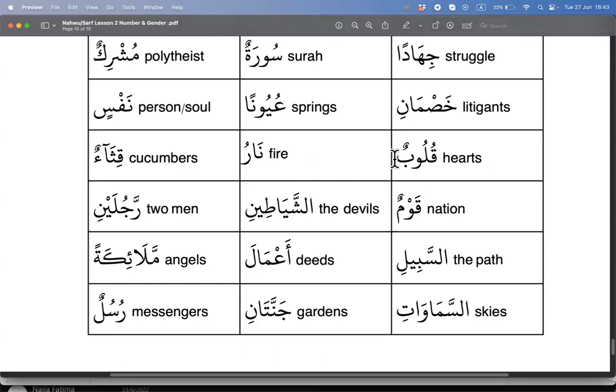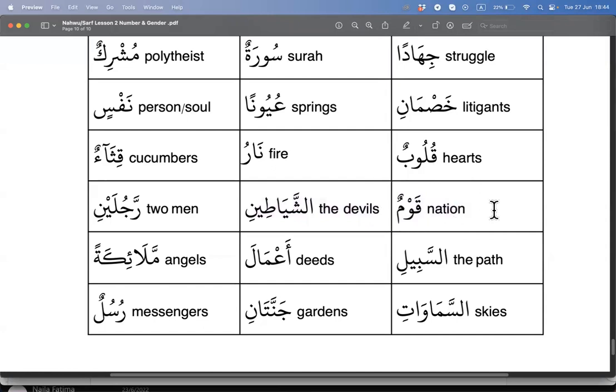Okay. Good. Kulubun. It's rafa, singular, feminine. Good. Naru. Rafa, singular, feminine. Why feminine? Because Arab says so. Good. Qithaun, rafa, singular, feminine. Good. Qaumun is rafa, singular, feminine. This is something special. Rafa is correct.